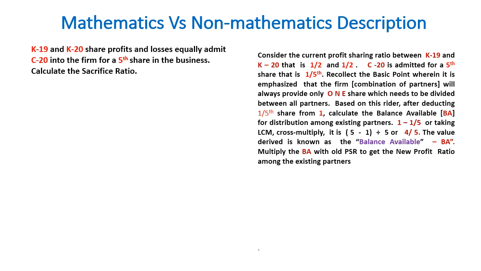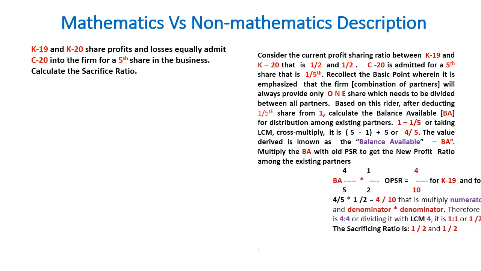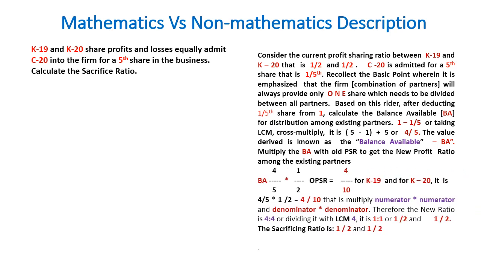Multiply the balance available with the old profit sharing ratio of the existing partners to get the new profit sharing ratio. Now, this I will give you in a mathematical format. Balance available is 4 by 5 into 1 over 2 for K19 and 4 by 5 into 1 over 2 for K20. Multiply numerator and numerator, denominator and denominator. Therefore, the sacrifice ratio is half and half.